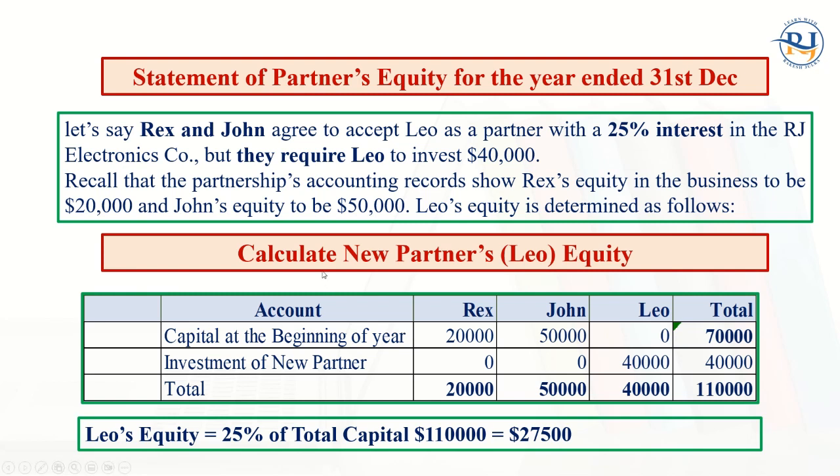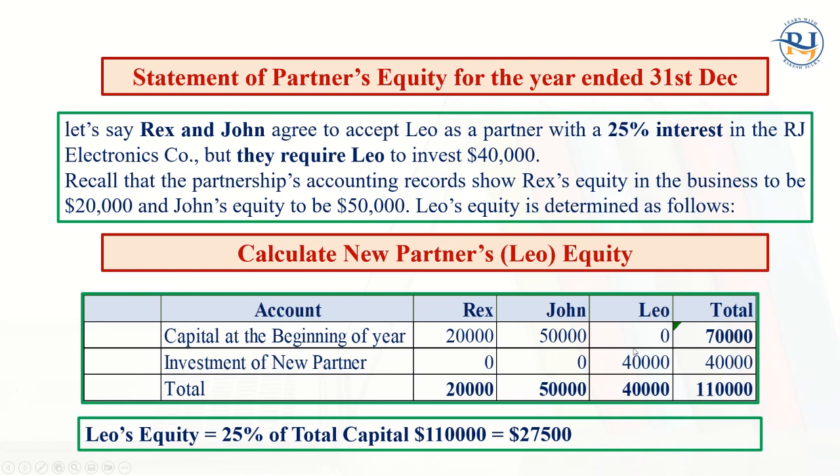So now recall that the partners' accounting records show Rex's equity in the business to be 20,000 and John's to be 50,000, as I have written here, 20,000 and 50,000. Now in this case, Leo is bringing $40,000 and the total capital is $110,000. As per the agreement, Leo's equity will be a 25% interest. So 25% of the total capital would be 27,500. So 27,500 will be considered as Leo's capital, Leo's equity.